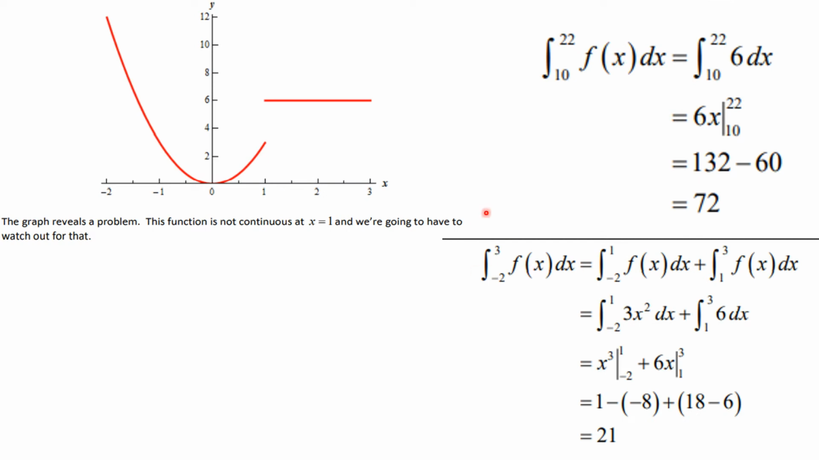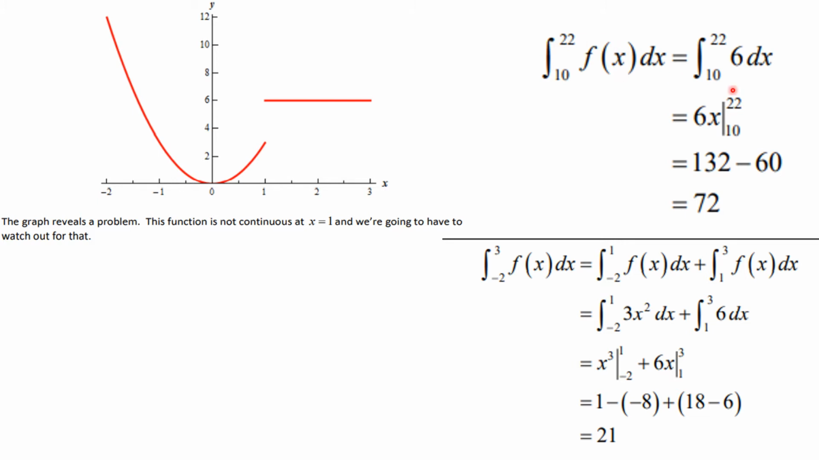Well, here's the graph of the function, and you see the function actually changes definition. It is discontinuous at 1 because the limit from the left side is about 3 and the limit from the right side is 6. So you see it is discontinuous. That means you can't integrate the whole thing, at least if you go across this point of discontinuity. Now the first integral started at 10 and went to 22. So you see we're way out here, and that interval of integration does not include the point 1.